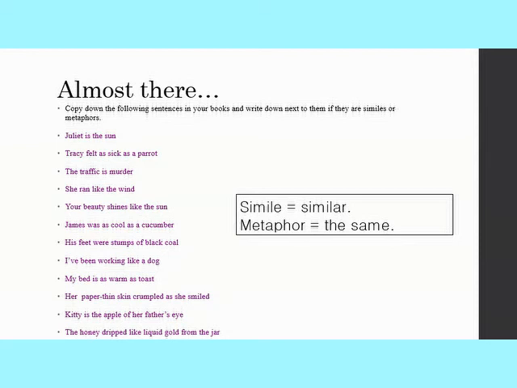Her paper skin crumpled as she smiled. Kitty is the apple of her father's eye. The honey drips like liquid gold from the jar. So we're going to write whether you think it's a simile or metaphor next to it. Simile is a simile, and metaphor is the same.